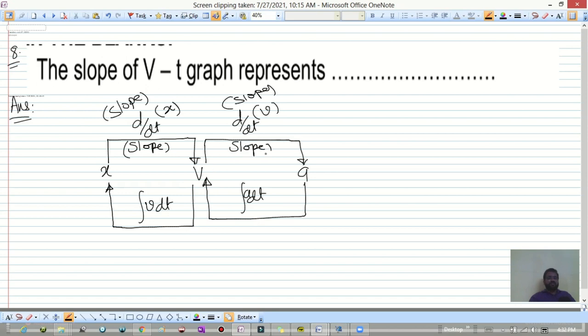Slope of velocity time graph gives acceleration. Area under acceleration time graph gives velocity, and area under velocity time graph gives position or displacement, you can say. So I hope this is clear. Next, so slope of VT graph gives what? Acceleration.